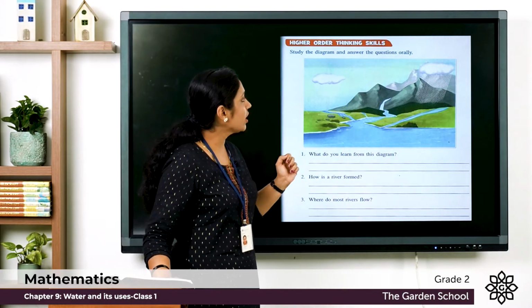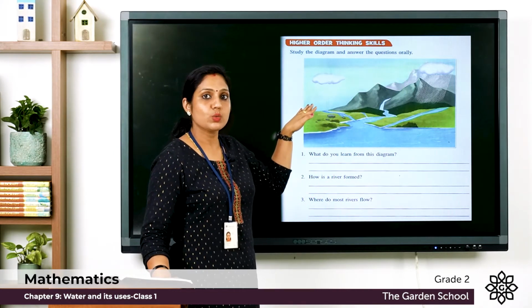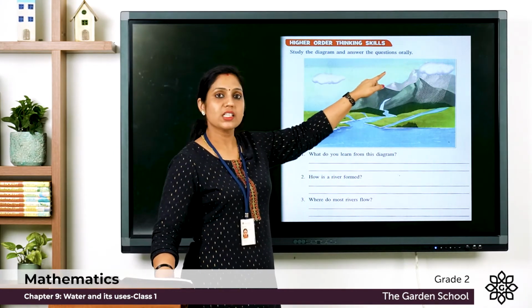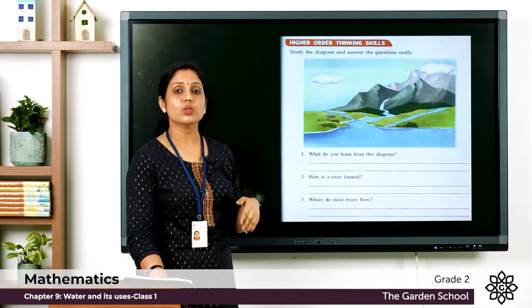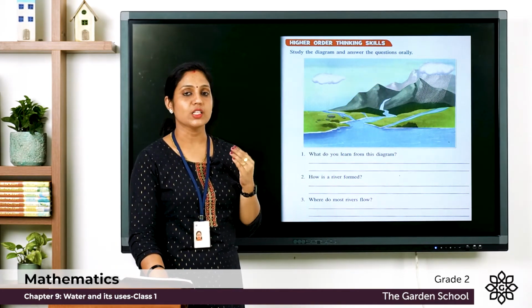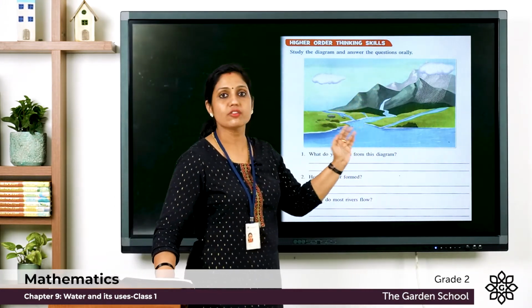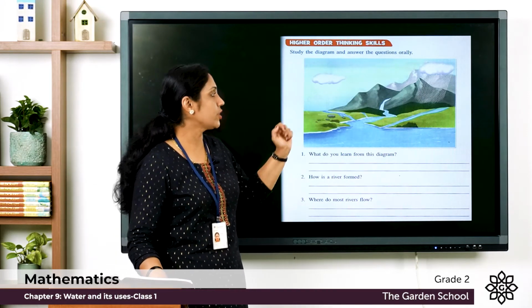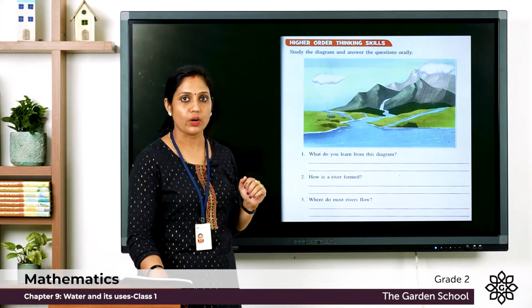So here you can see when it rains, the clouds bring rain, and when it rains, what happens? From the hills, the water flows into the rivers, and also the snow in the hills. The snow melts and also it flows down as rivers from the hills. So that is what this picture is showing. Now let's look at the questions and we have to answer that orally.